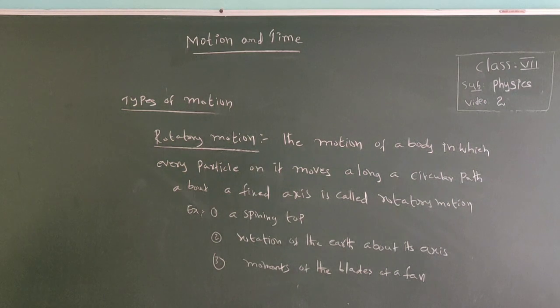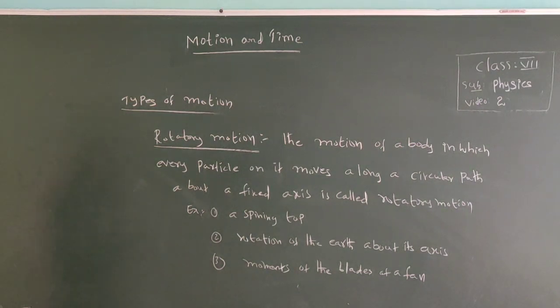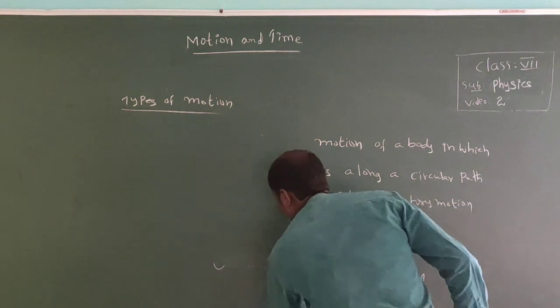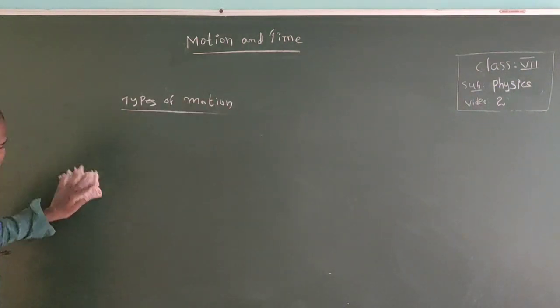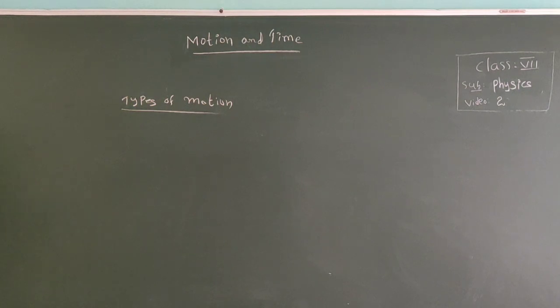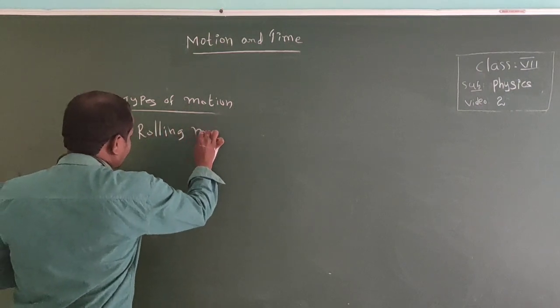Next one, rolling motion. The motion in which a body undergoes both translatory as well as rotatory motion is called a rolling motion. Rotatory motion and the rolling motion.